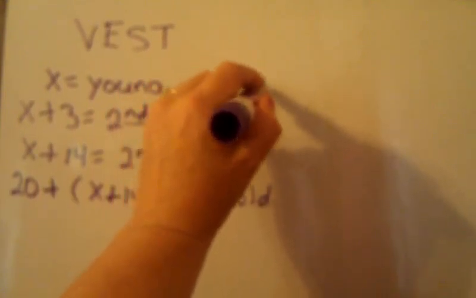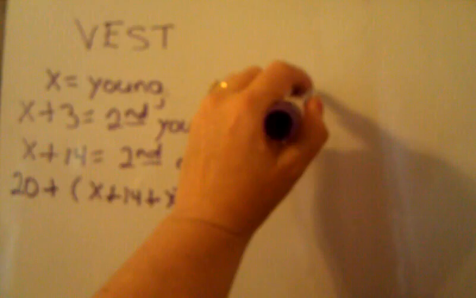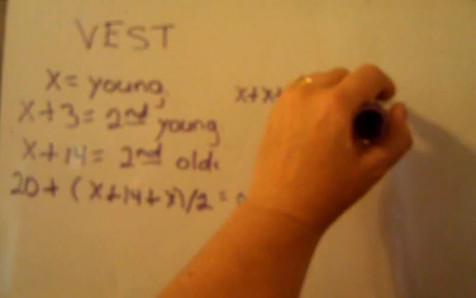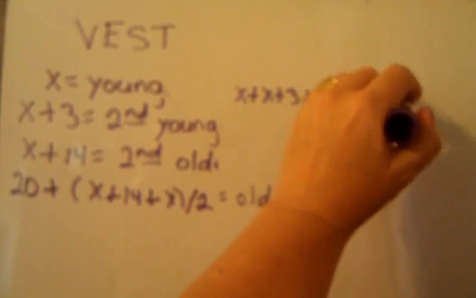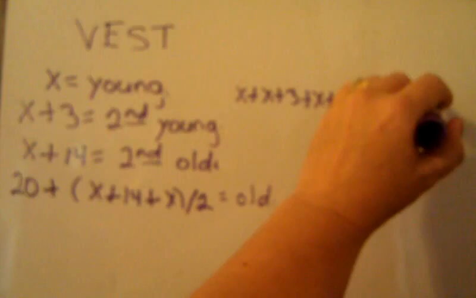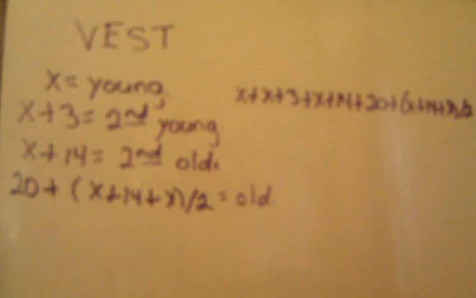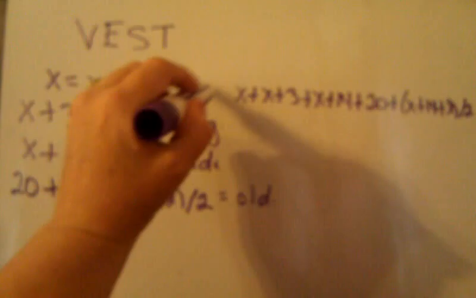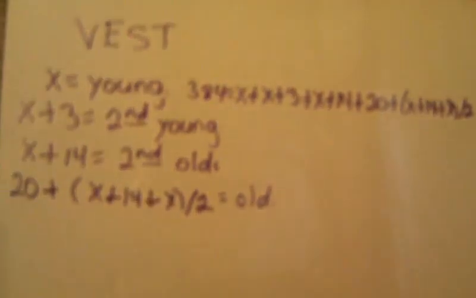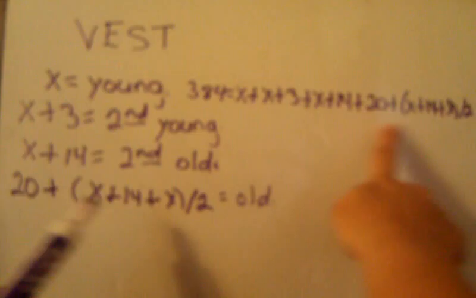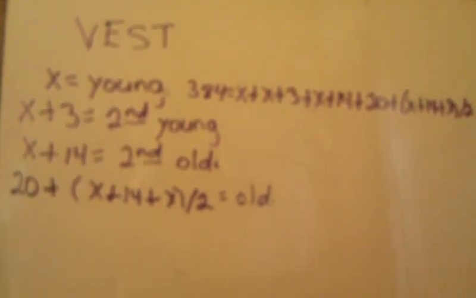X plus 3 plus X plus 14 plus 20 plus X plus 14 plus X divided by 2, and that equals 384. Okay, almost didn't cram that in there. So I have X plus 3 plus X plus 14 plus 20 plus X plus 14 plus X divided by 2 equals 384. Okay, are you ready?